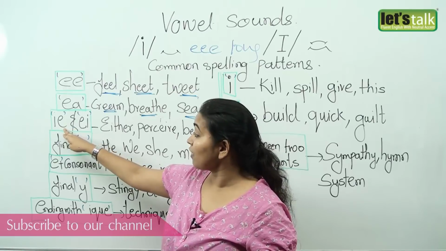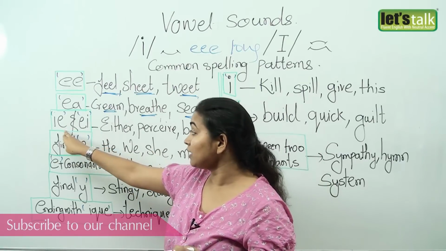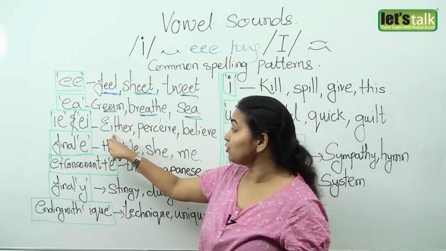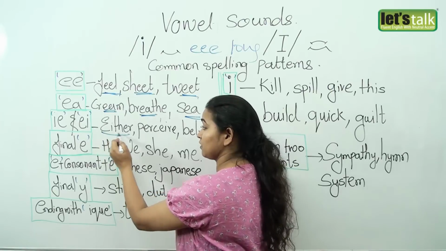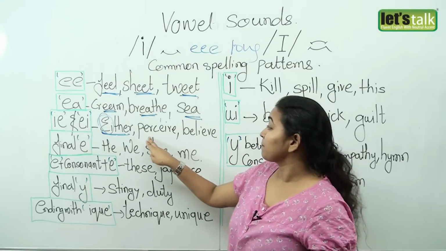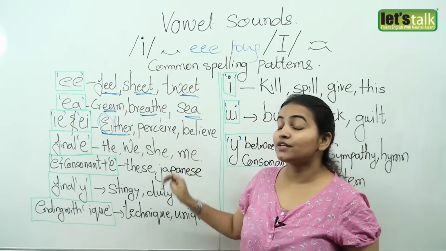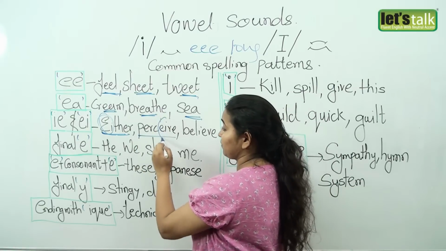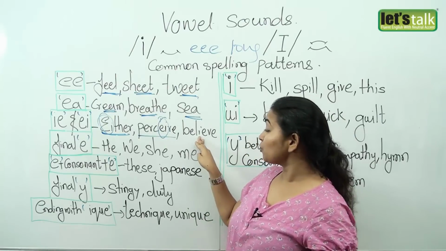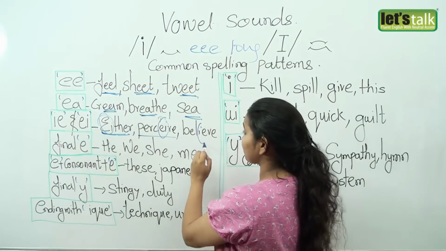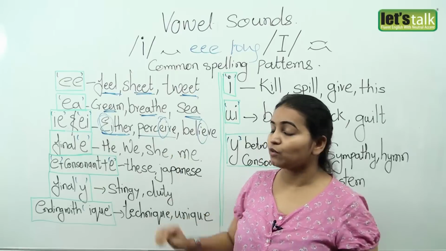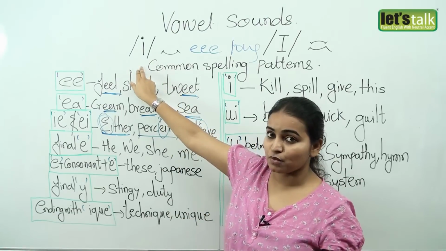Now, moving on, you have two spellings, the IE and the EI, which also bring about the same vowel sound. For example, you have either. So the EI brings the sound either. You have another EI in this word, which is perceive, which means to see. And you have another word with the IE, and that is believe, again producing the same long E sound, which is symbolized with this one.